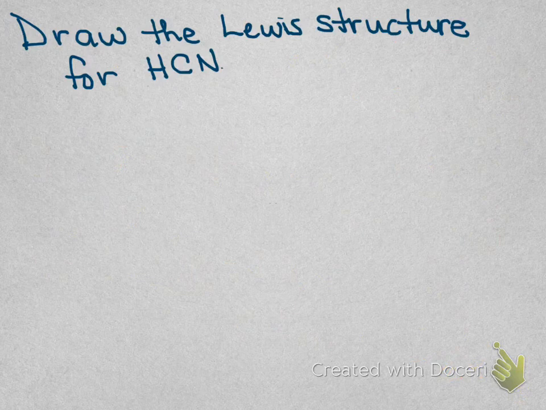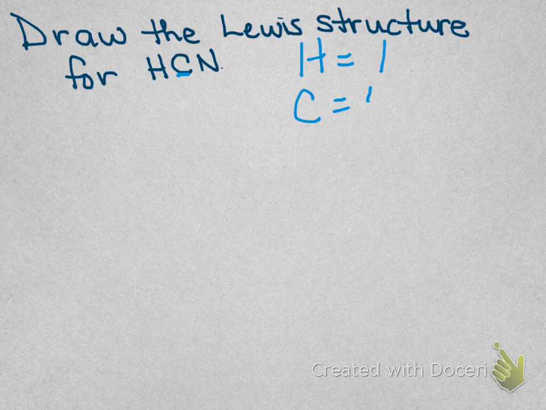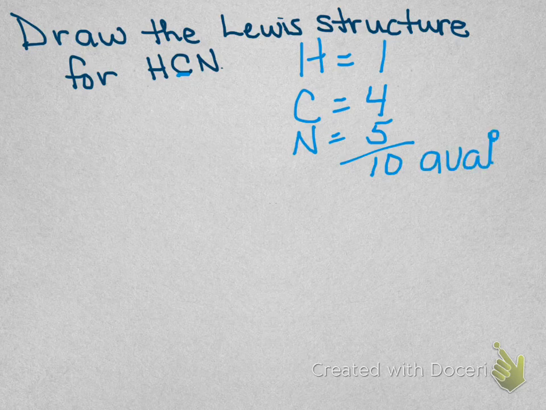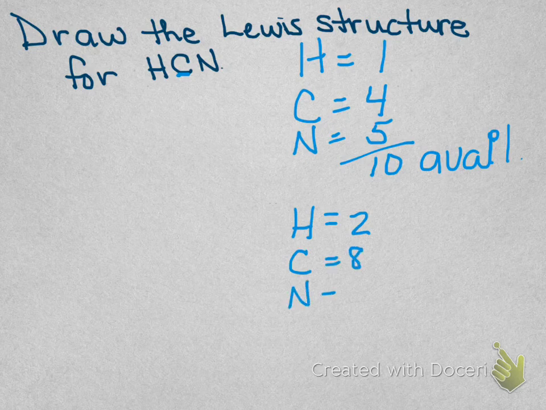This is the hardest one. HCN. Alright, remember H can't be the central atom, so carbon is going to be our central atom. Let's count up how many available electrons. Hydrogen has 1 valence electron. Carbon has 4. Nitrogen has 5. So that gives us a total of 10 available electrons. How many are needed? Hydrogen wants 2. Carbon wants 8. Nitrogen wants 8. So 8 plus 8, 16, 17, 18 needed.